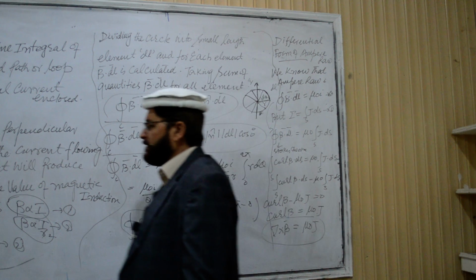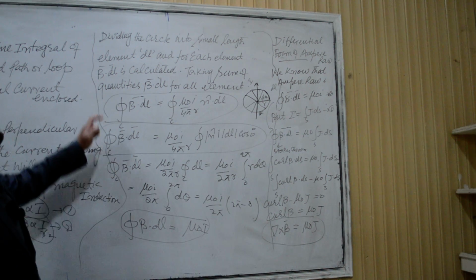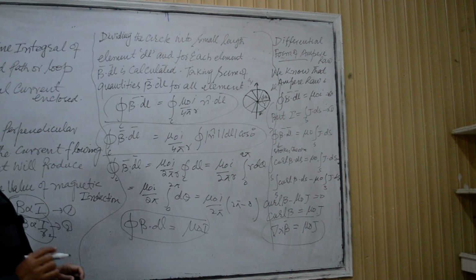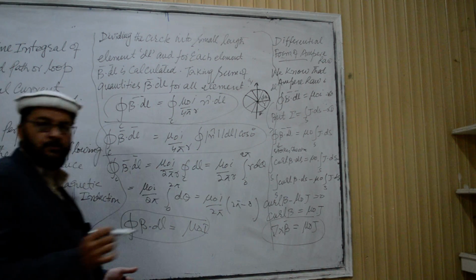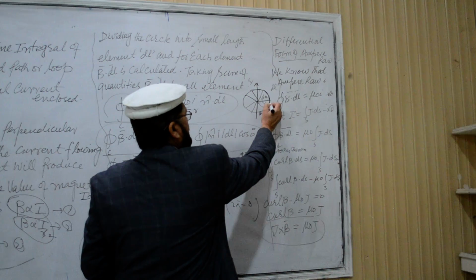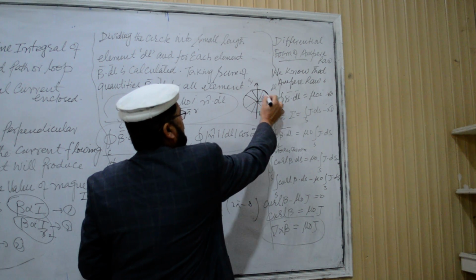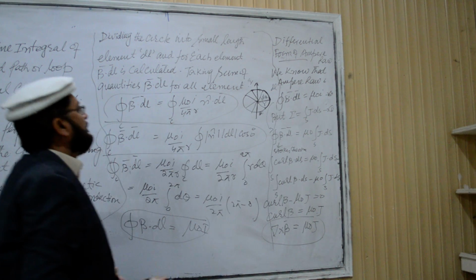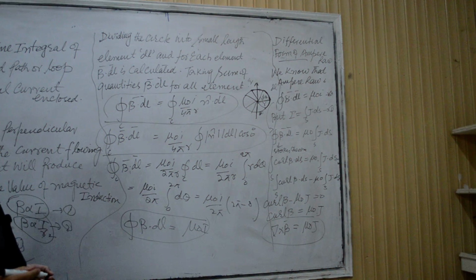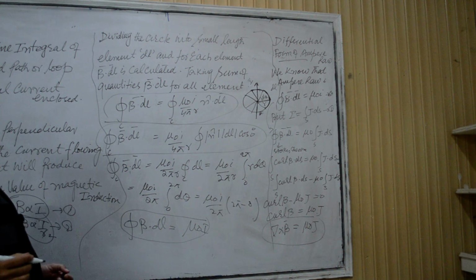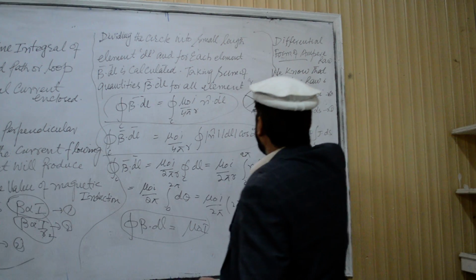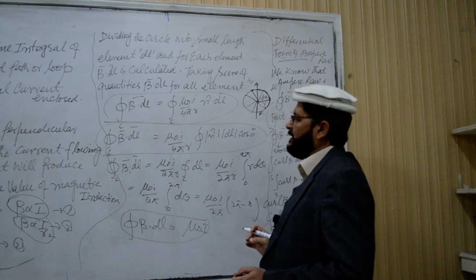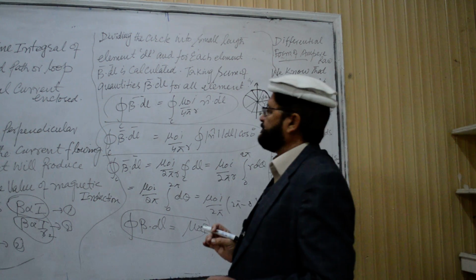And then we take its sum. Means, for example, dividing the circle into small length elements dl, and for each length element b dot dl is calculated. That is, you must calculate b dot dl for this element, for this element, for this element, and then take the sum of the quantities b dot dl for all elements. That is, what do we have to take? The sum.